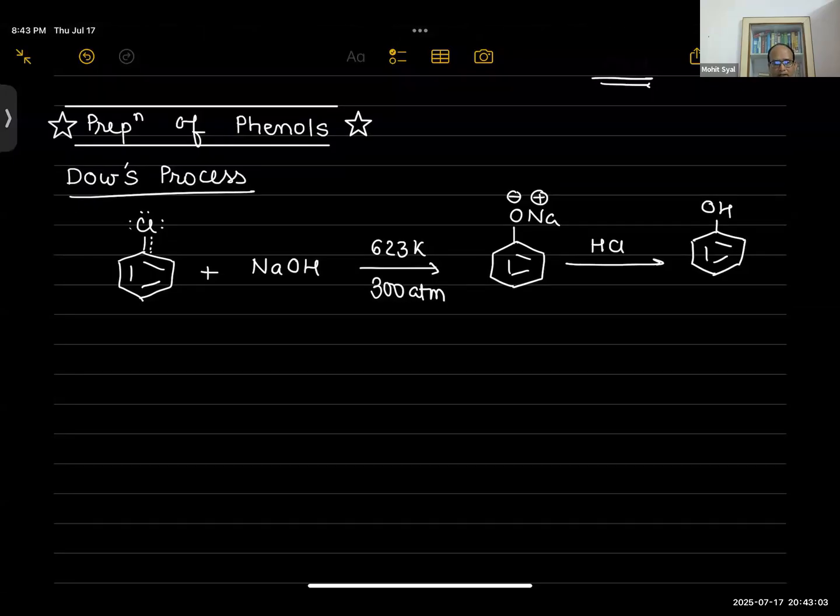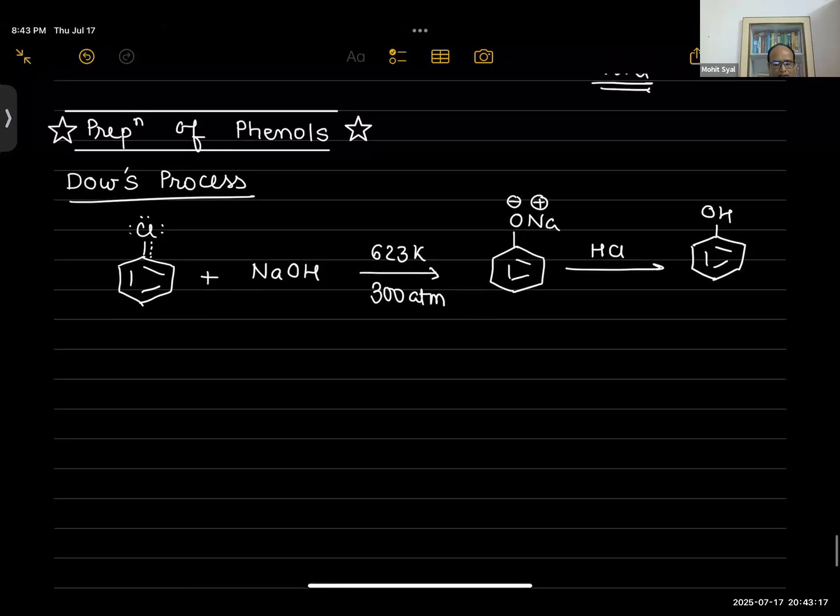It is a bimolecular nucleophilic aromatic substitution, but it requires more vigorous conditions than the normal substitution reaction. High temperature and heat. It requires 350 degrees and 300 atmospheres.